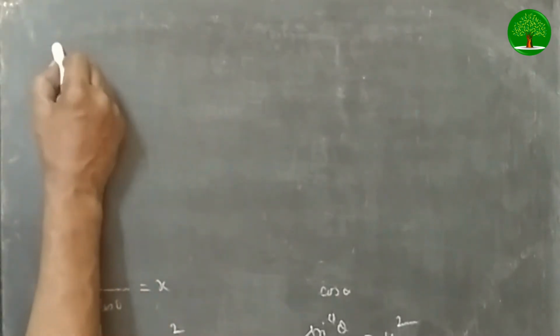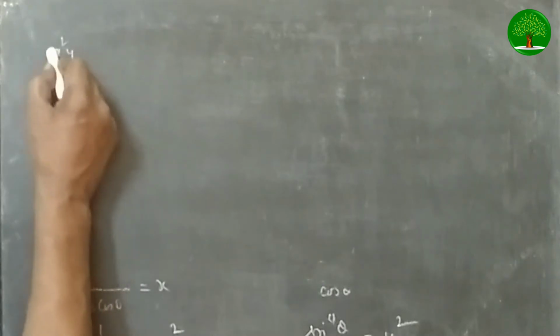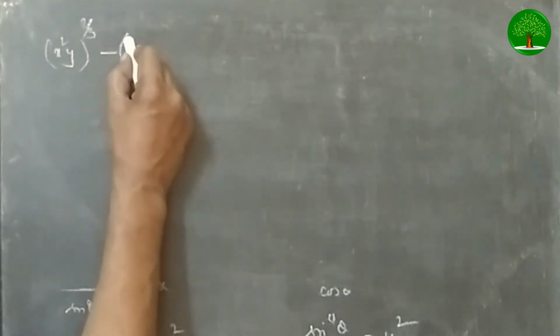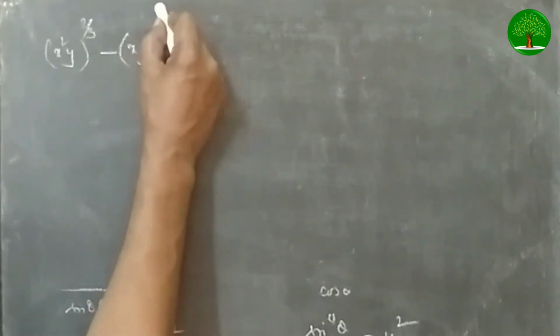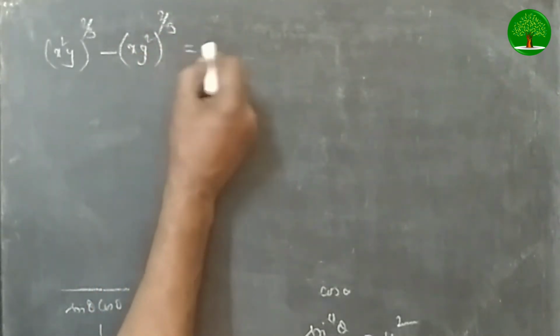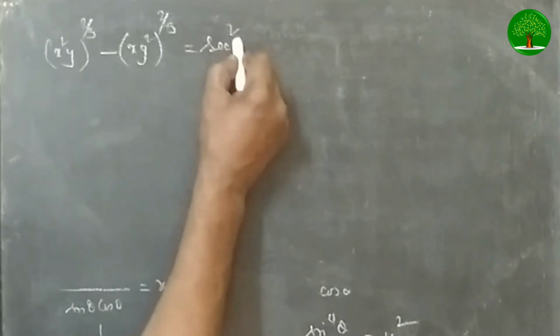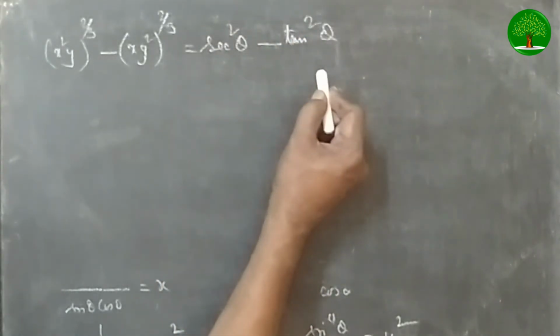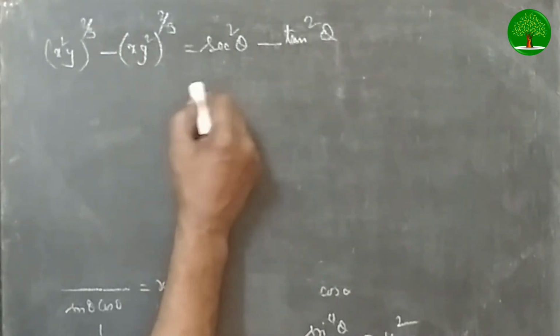Now x square y to the power of 2 by 3 minus x y square to the power of 2 by 3 is equal to secant square theta minus tan square theta. This is equal to 1.